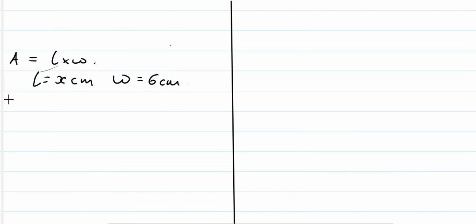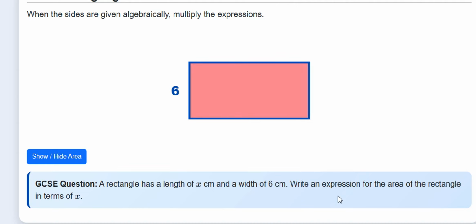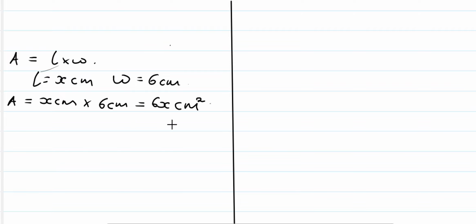So the area for this one will be length, which is x centimeters, multiplied by width, which is 6 centimeters, and it will be 6 multiplied by x is 6x, then centimeters multiplied by centimeters will be centimeters squared. And that's why, because you are told to write the expression in terms of x, this becomes the solution for that question.